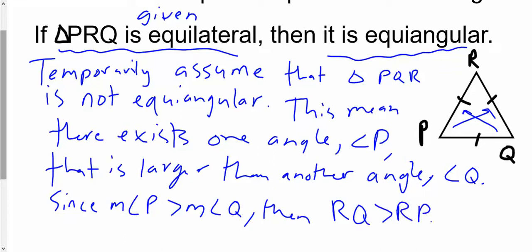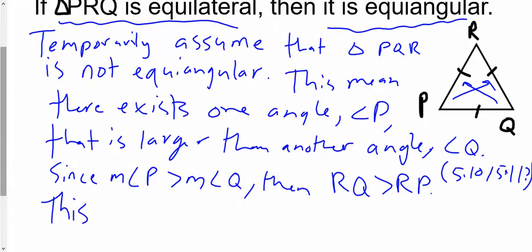This is theorem 5.10 or 5.11. I forgot the exact number. One of those two theorems. In a triangle, if one angle is larger than another angle, then the side opposite is larger than the side opposite of the smaller angle. Okay, but it says in our given that PRQ is equilateral. So this is a contradiction, so it can't be true.